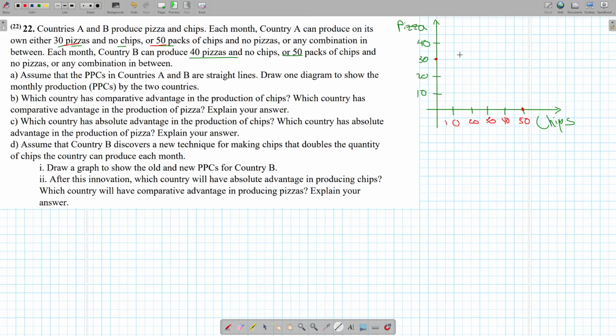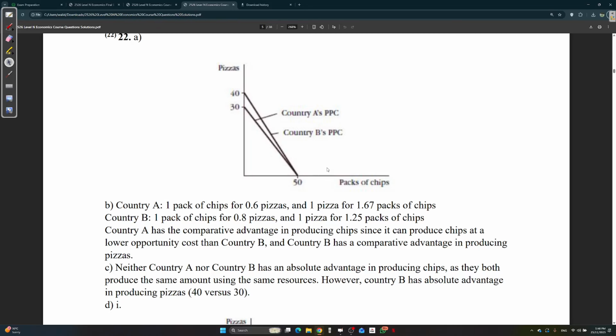Now let's connect it for country A. That's a bit bad. Alright, like that. We're going to label this one as A. And then for B, B is producing 40 pizzas and 50 chips. We'll draw it just like this. Very easy. As you can see here, this is the answer.